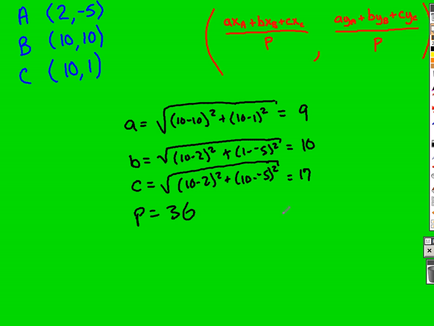So when you go through and multiply all your answers, so it would be like 9 times 2 plus 10 times 10 plus 17 times 10 and divide by the perimeter of 36, you should get an x value of 8. And then doing the same with the y's, you should get 2 for that one. So hopefully these worked out well for you, and you can be able to find an incenter using the formula.